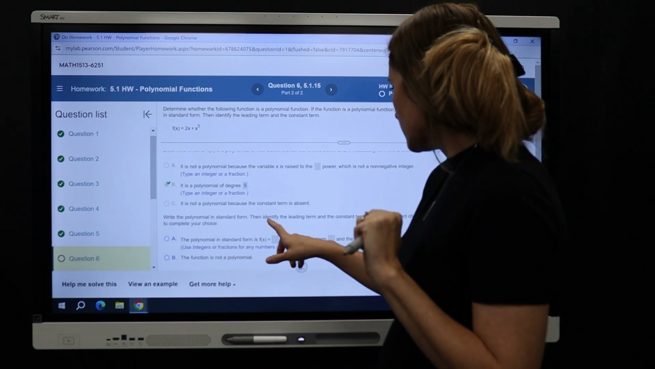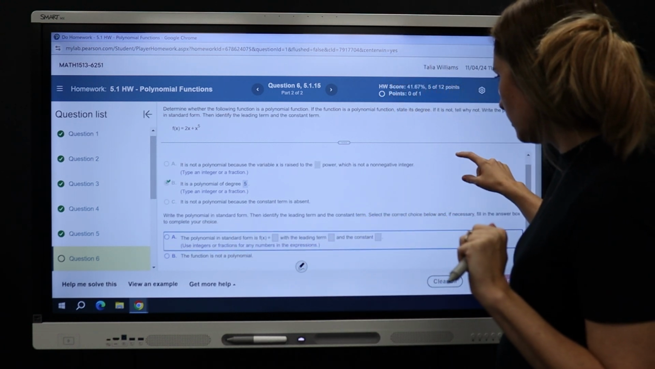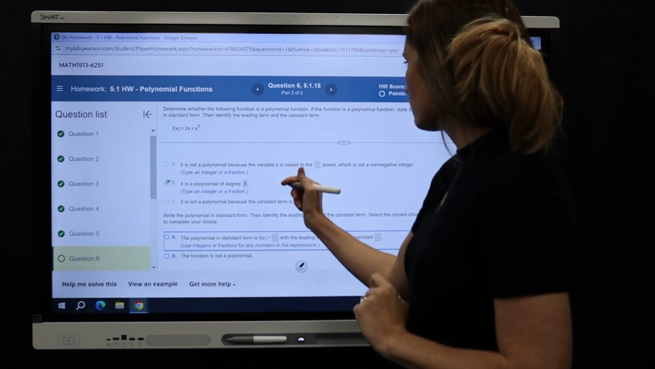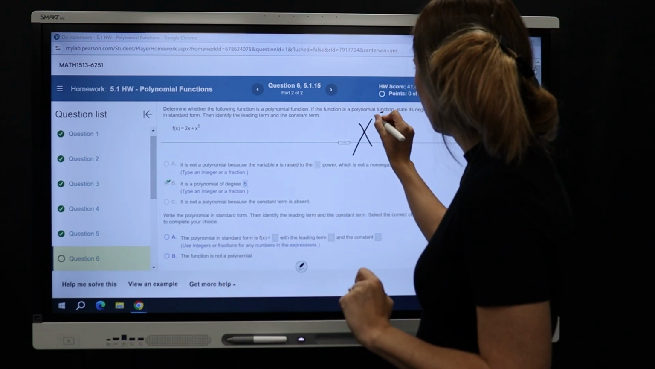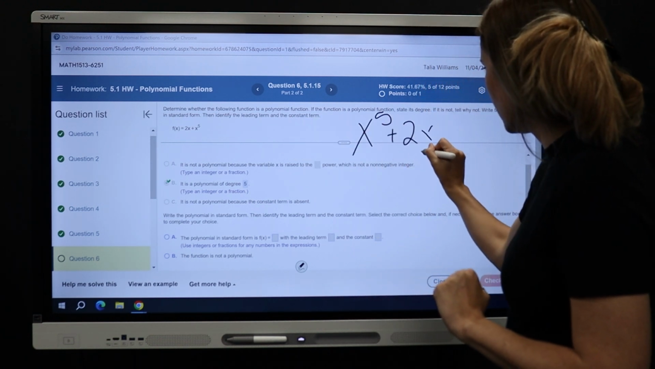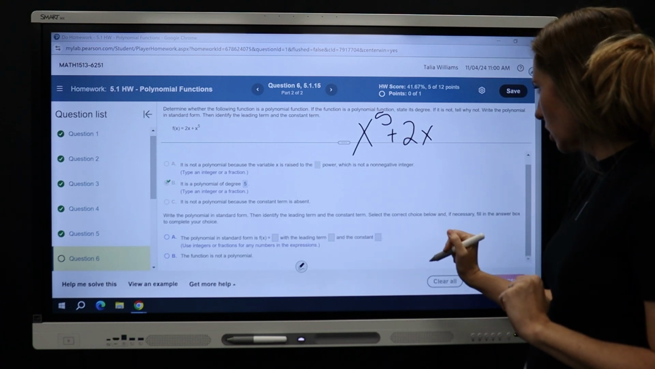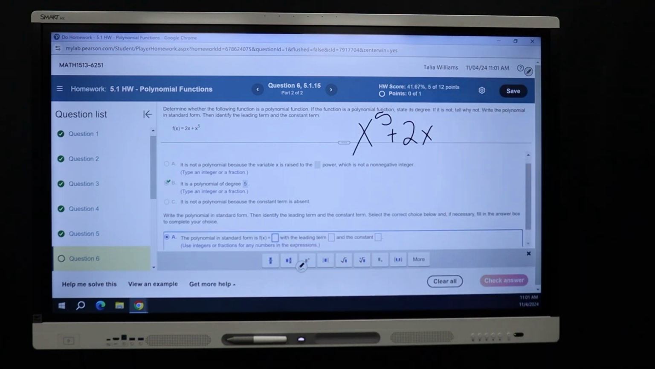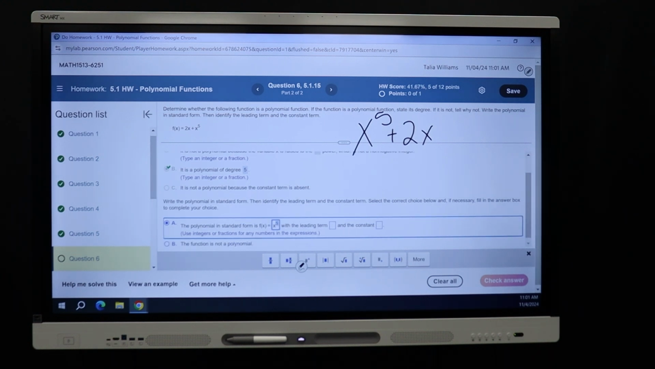Write the polynomial in standard form, then identify the leading term and the constant term. The polynomial in standard form, so this is where we write it in order. X to the fifth, and then it's positive 2x, so plus 2x. And then our leading term is going to be x to the fifth, and we do not have a constant. X to the fifth plus 2x.